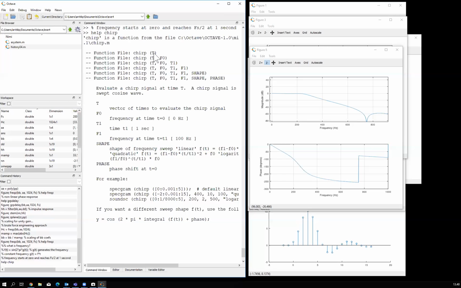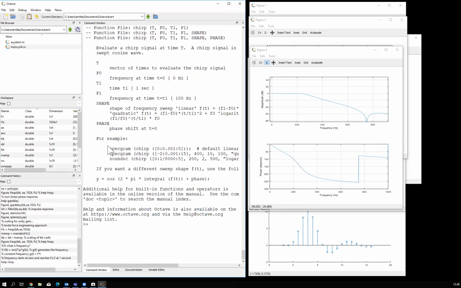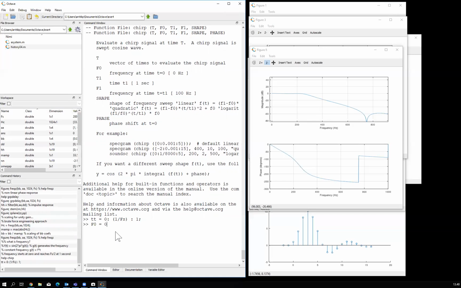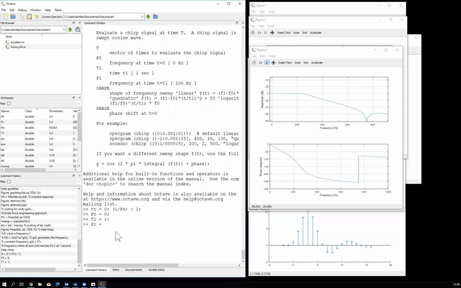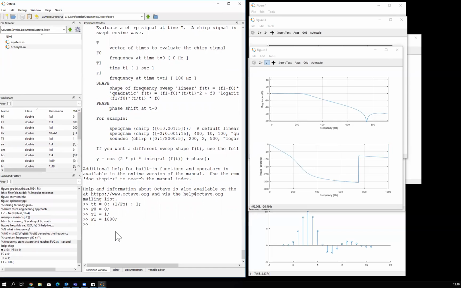Chirp: a vector of time, the frequency at time 0, time t1, and then the frequency at time t1. So, for example, we have a vector of times from 0 to 1 over fs to 1 second, and f0 is 0, t1 is 1 second, and f1 is 1000 hertz. Yes, this will be great. Then we do a spectrogram first and then go down to the individual spectrum.